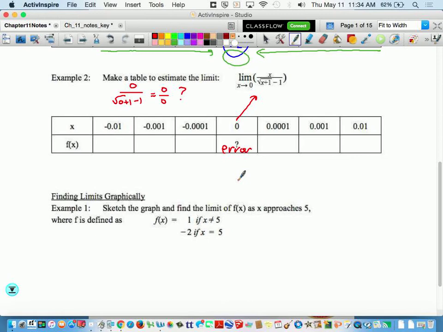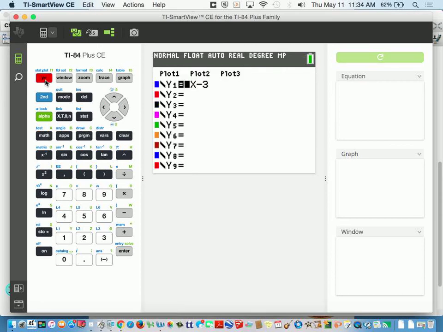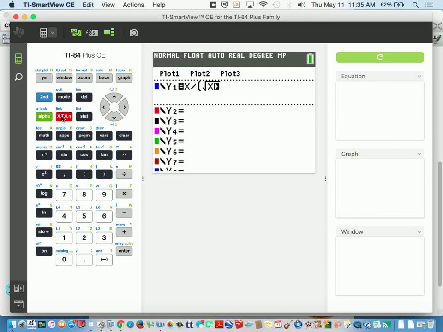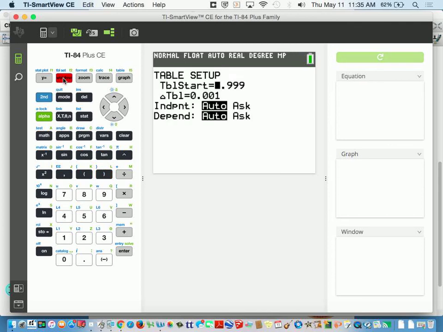So if we went ahead and filled this in, we can do it one time. It's x divided by the square root of x plus 1, and then minus 1 out here. So that's the function we're looking at. We're supposed to get close to 0. And the first time we'll just do a difference of 0.1.